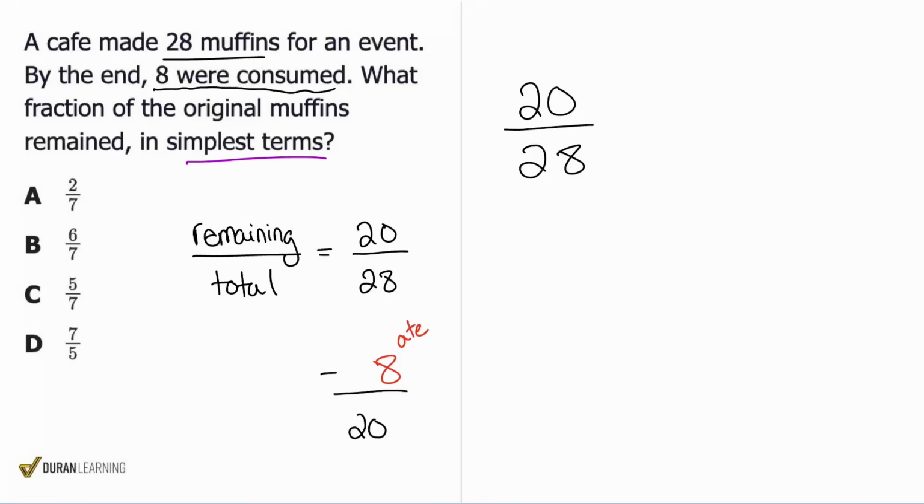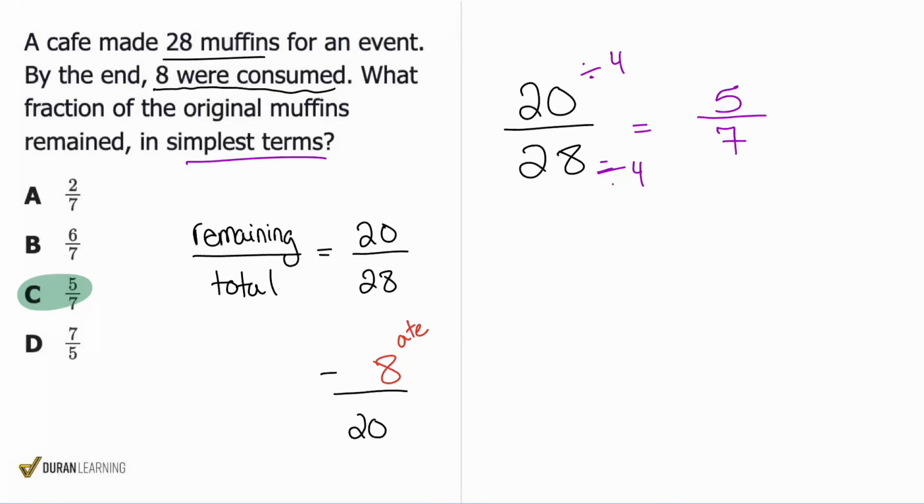Everyone, 20 and 28 can be divided by 2. But what's the biggest number that can be divided out of both 20 and 28? 4. Correct. So let's go ahead and divide them both by 4. 20 divided by 4, that's going to give us 5. 28 divided by 4 gives us 7. And so there's our final answer in simplest terms, 5 over 7, which is answer choice C.